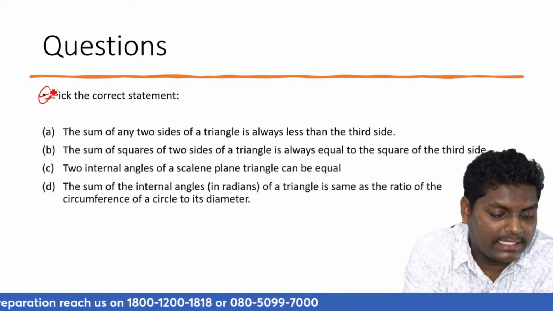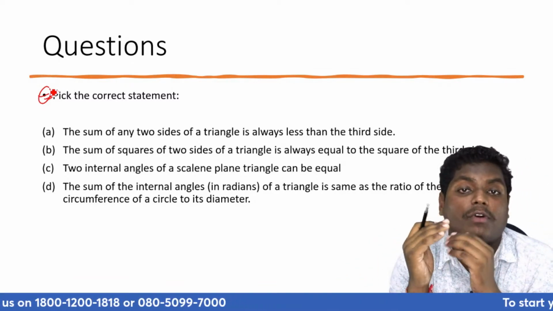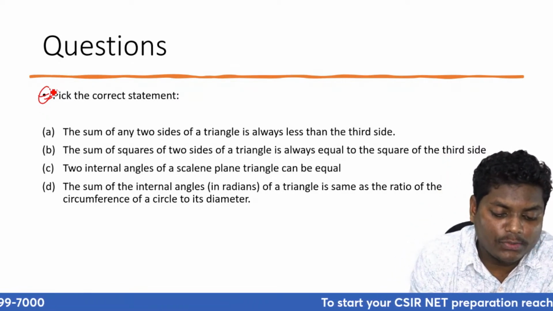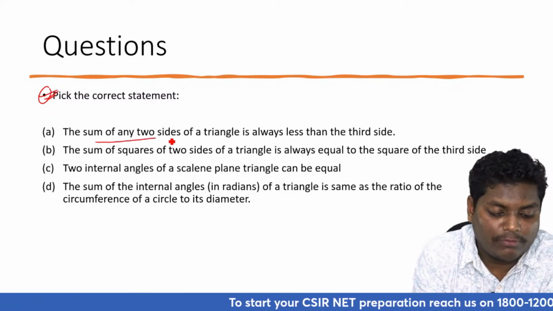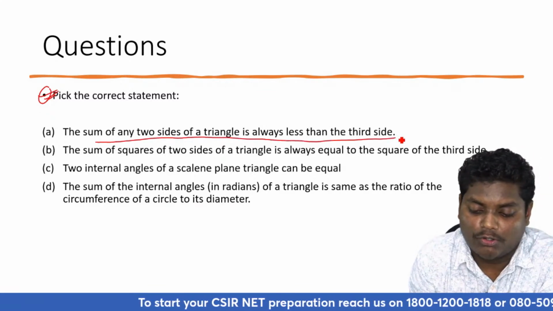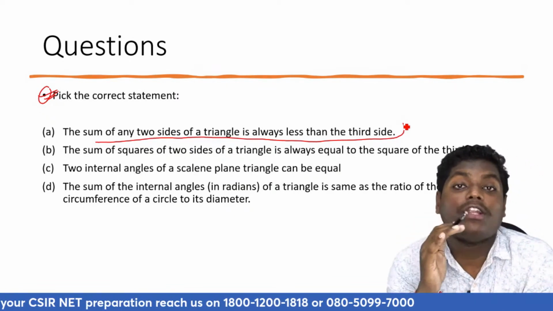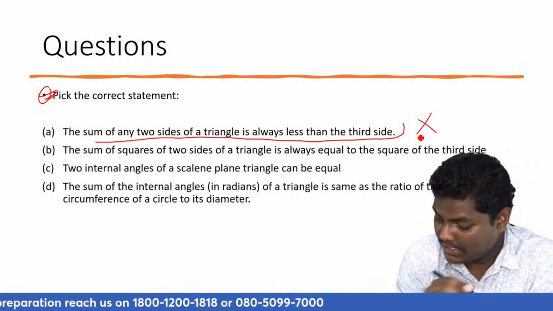So let's analyze these options one by one. Okay. The first option says the sum of any two sides of a triangle is always less than the third side. Now only we have seen. So this statement is false.